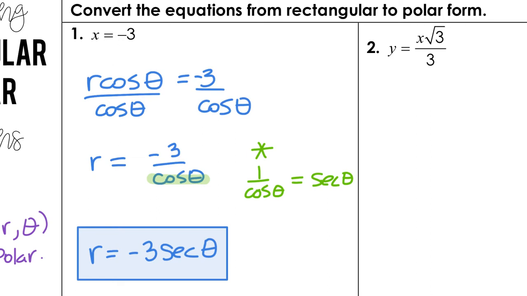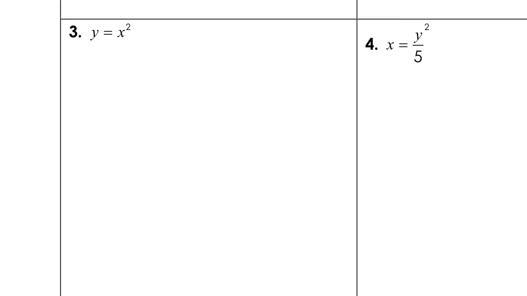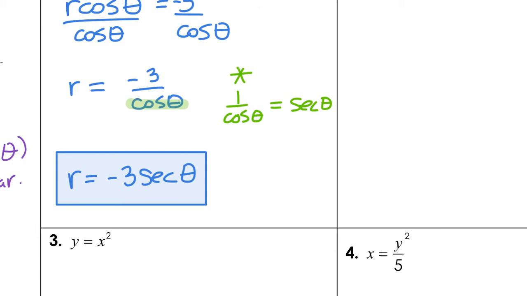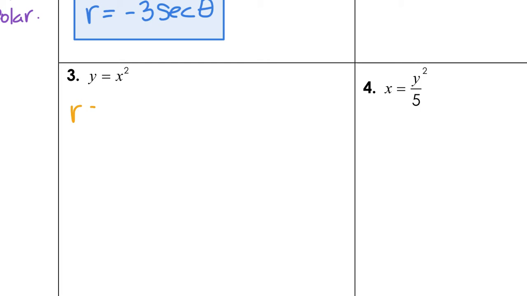Okay, so we're only going to do the odd ones today. Let's look at number 3. Now we have y equals x squared. So again, this should be a very familiar formula to you guys. This is just the quadratic parent function. This is just a plain old parabola. But we're going to use the fact that y can be written as r sine theta. So let's do that. And x can be written as r cosine theta. Only on this side it needs to be squared.